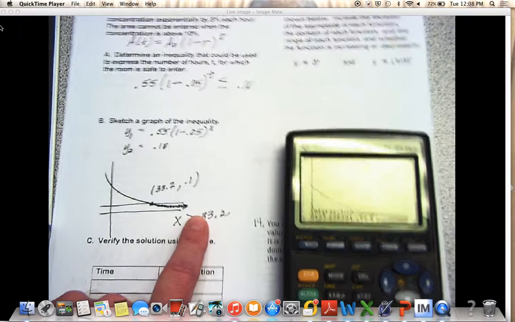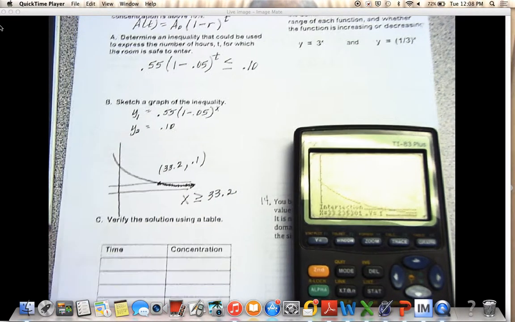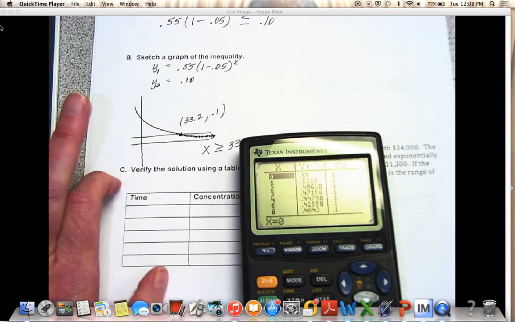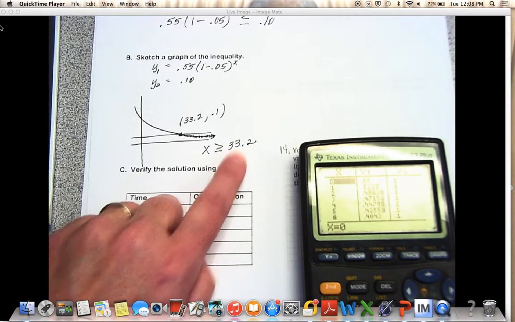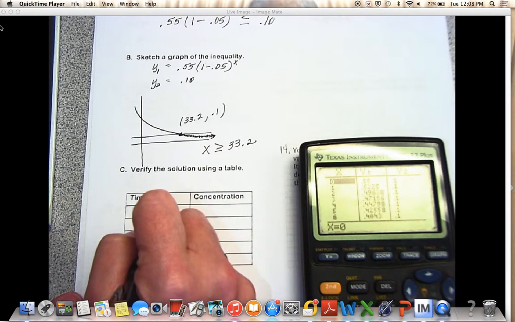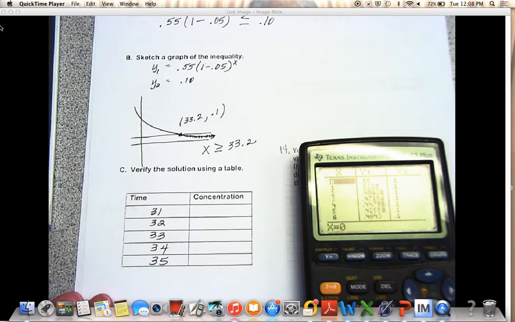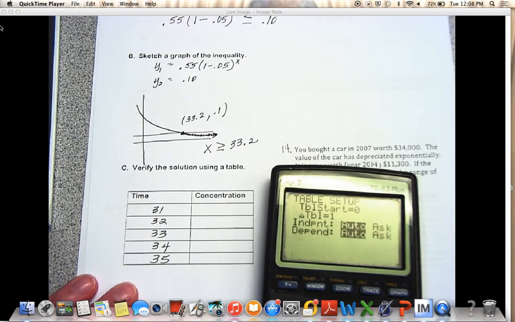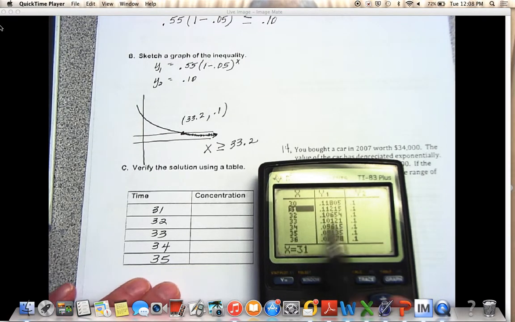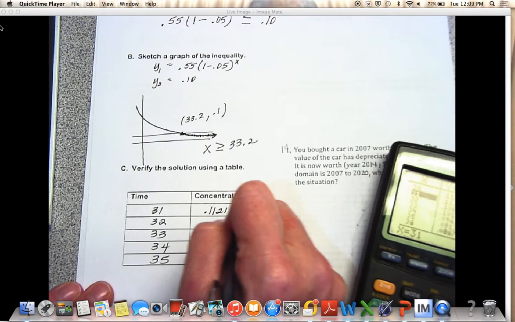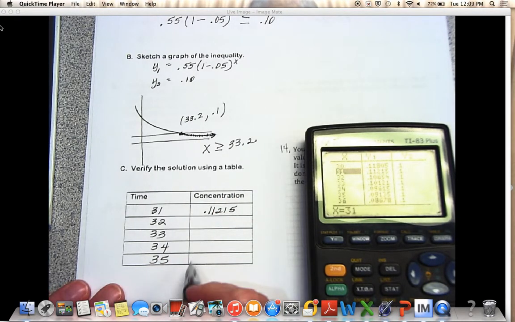Now if you want your table to back up your answer, I need you to go down to your table, second graph. We need the values around 33.2. So we're going to go 31, 32, 33, 34, 35. I scrolled earlier. I'm not going to scroll this time. Do y'all see at 31 where mine says 0.11215? I'm going to write that over here, and same thing for the other values.